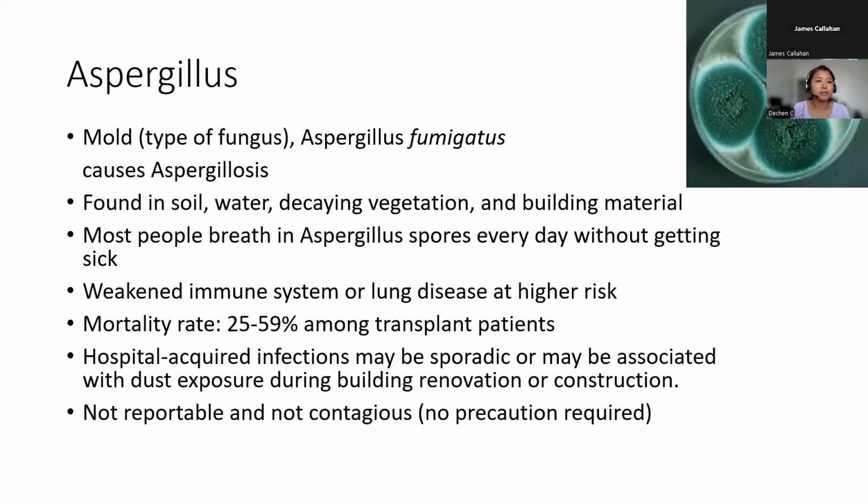One of the potential risks related to construction and renovation work is Aspergillus. Aspergillus is a mold or a type of fungus, and Aspergillus fumigatus species is the most common cause of aspergillosis infection. They are found in the soil, water, decaying vegetation, and building materials. Most people breathe in Aspergillus spores every day without getting sick. However, people with weakened immune system or lung diseases are at a higher risk of developing allergic reactions, lung infections, and infections in other organs.